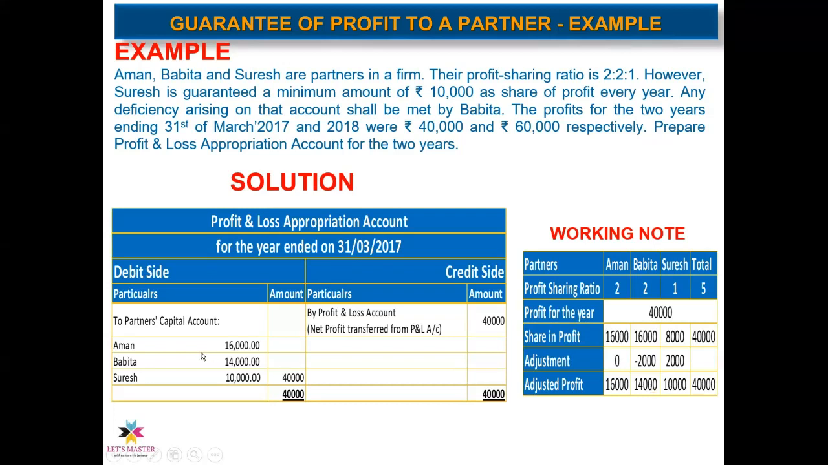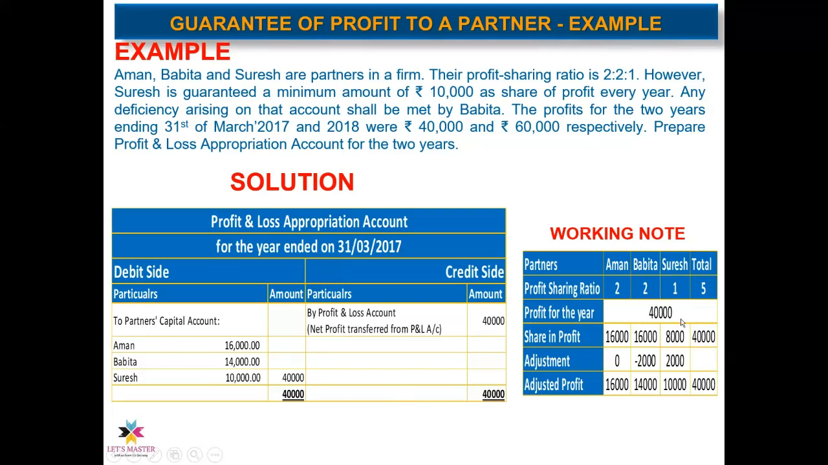So that is the reason here the net profit of 40,000 has been distributed among the partners as 16,000, because Aman has not given any assurance. So Aman will get his entire share of 16,000, which has been worked out from the total profit of 40,000. Whereas Babita's initial share of profit was 16,000, but as we have deducted 2,000 from her account, she will get only 14,000 as her share of profit.